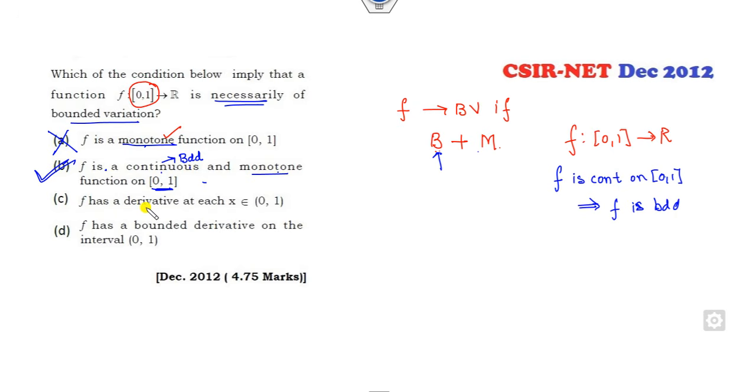f has a derivative at each x. Again, not true, because we need the derivative to be bounded. It does not always have some value, but we need a bounded derivative. So that's cancelled. What is that? It's a bounded derivative. That's 2, because it satisfies the Lipschitz condition. That means this is a Lipschitz condition. So yes, this is a correct statement. So B and D are the correct answers.